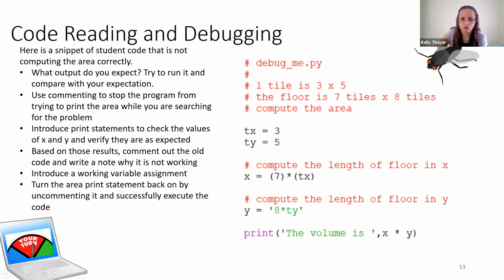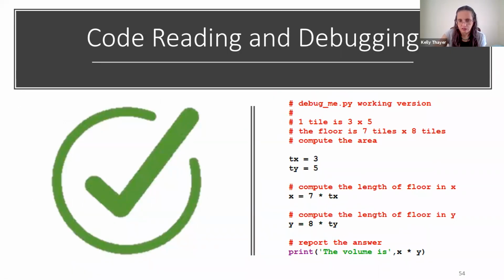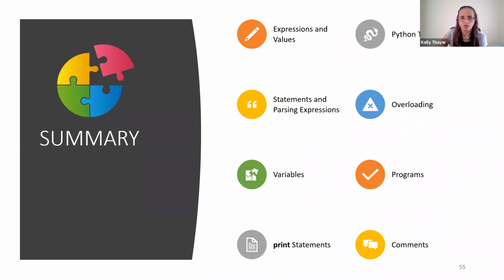So of course the solution is to simply remove the string here so that you'll get 8 times ty, right, to get your size. So the 8 is from the 8 tiles, and then ty will be 5, so that should be the number 40. And here we fix that problem, and we have 8 times ty, and we get the total volume of the room. So then that brings us to today's summary.